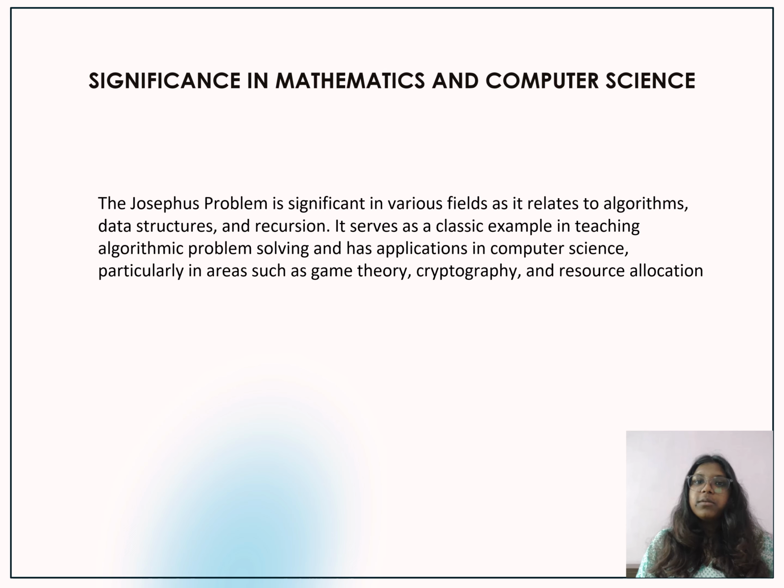Interestingly, the problem also connects to game theory, which studies how people make decisions to win games or avoid losing. In fields like cryptography, where data security depends on the right order and randomness, ideas from Josephus can help design better algorithms. So even though this puzzle is ancient, it's still highly relevant today in many advanced areas of science and technology.